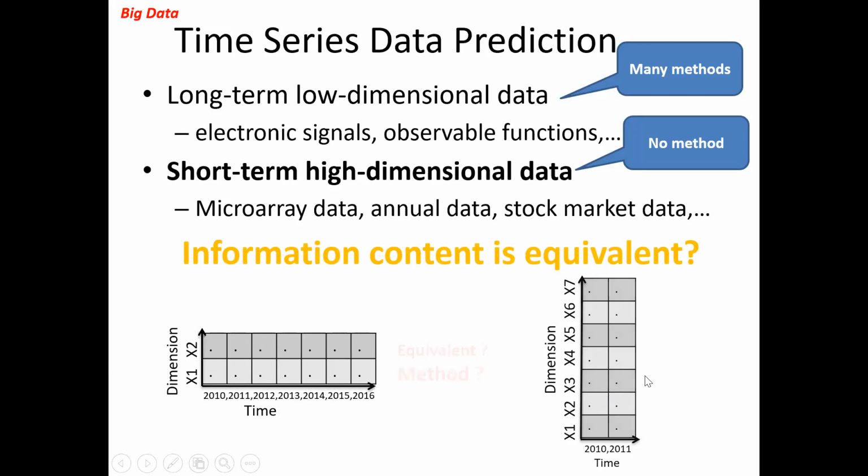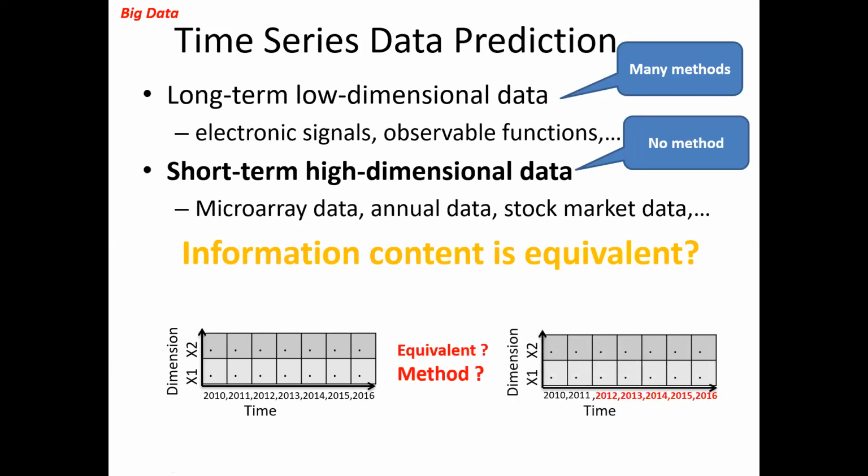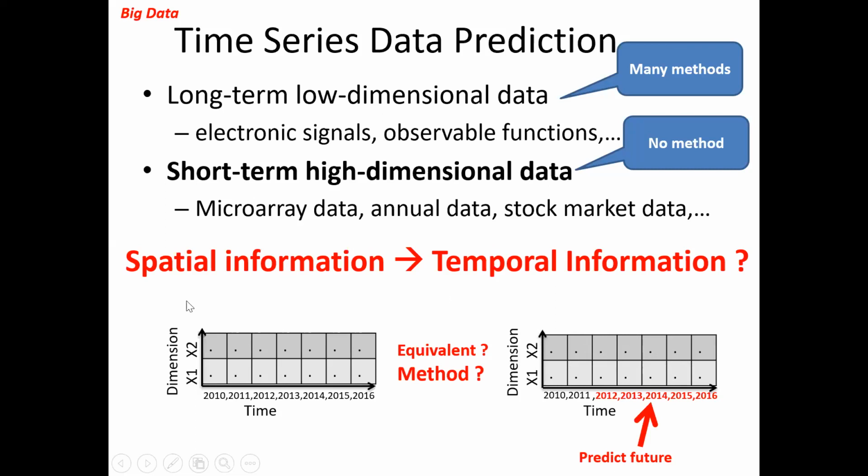This is unpredictable. But if we can turn this data in this way, you can see the red part is the future. Certainly we cannot do it in a heuristic manner. We need a mathematical way to turn this short-term data in this way, so we can make the prediction of the future. So that is a conceptual illustration. We need to transform spatial, high-dimensional information into temporal information. Then we can get the future.